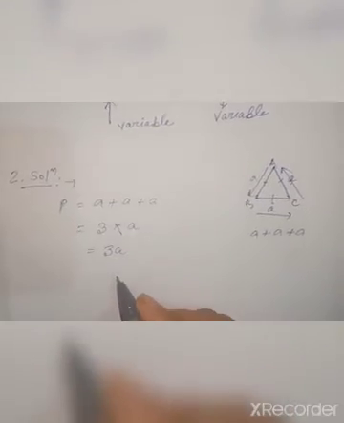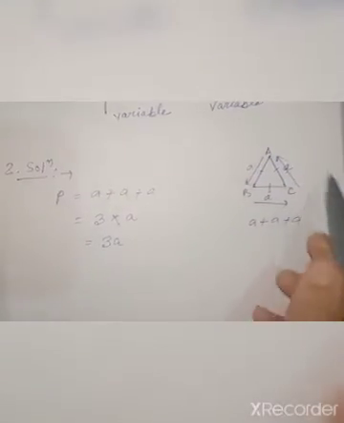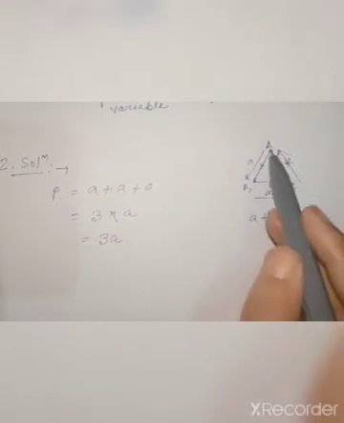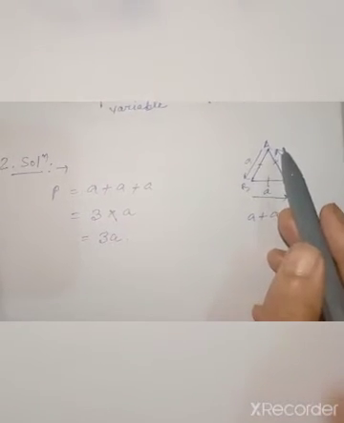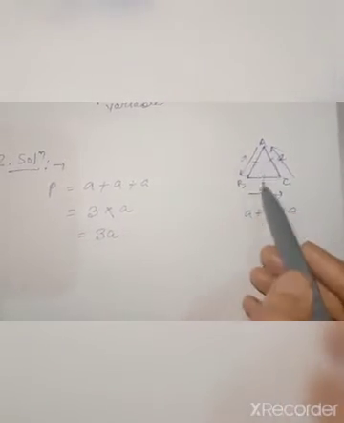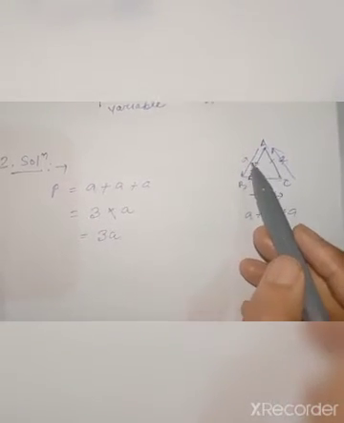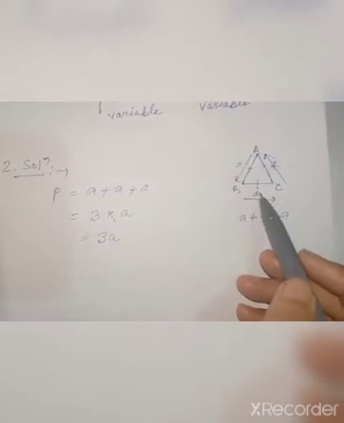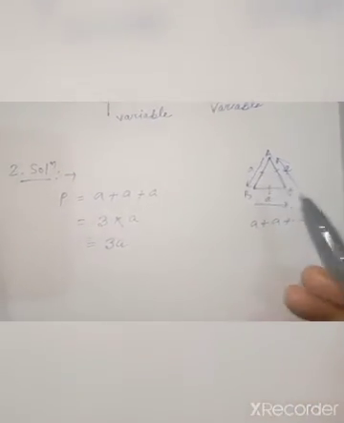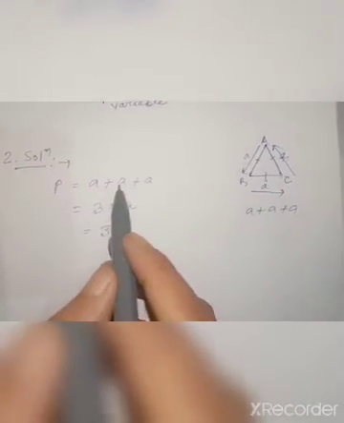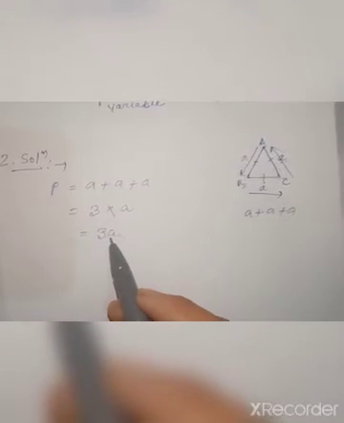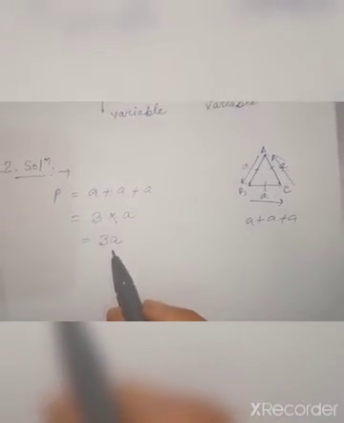Okay, understand? So equilateral means all sides equal. So we have to find a perimeter. Perimeter means the total length of these 3 sides. So total length means we have to add these sides, and I have put this side as A. Okay, you can put X also, Y also, as you wish. Then perimeter means A plus A plus A. So 3 into A, there are 3 A's. Then 3A or thrice A. Okay.